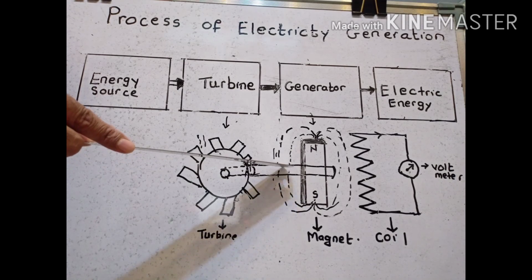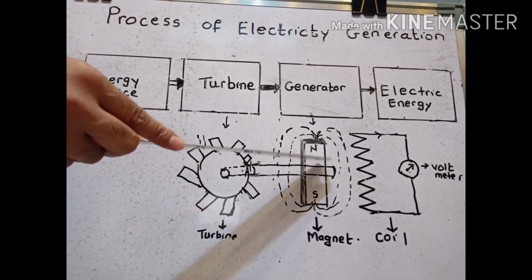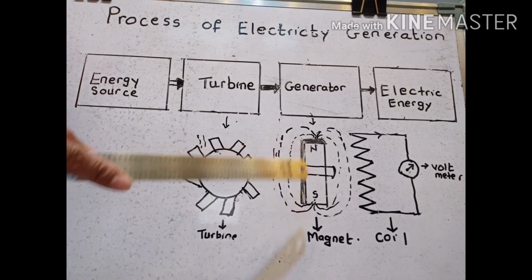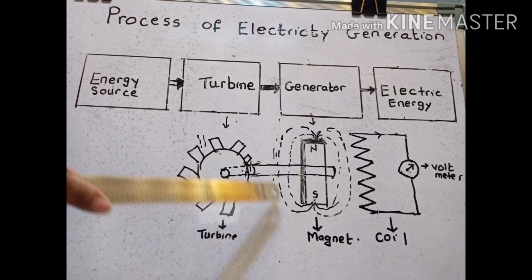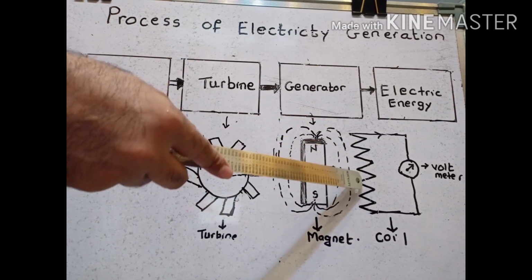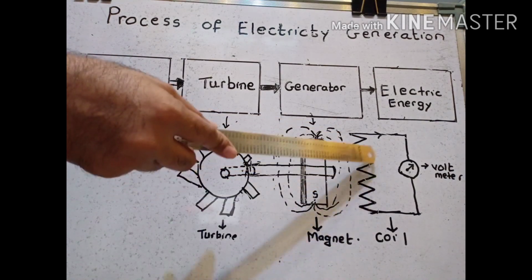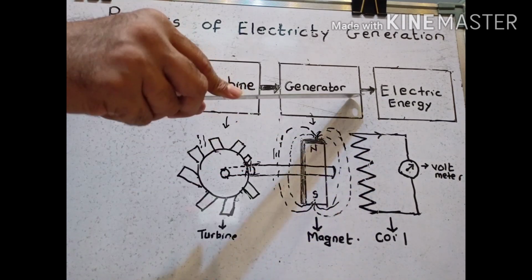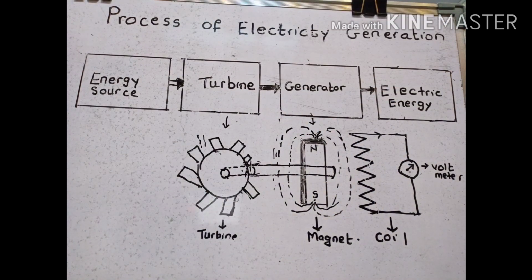When the shaft connected to the generator rotates, the magnet mounted on the shaft starts rotating, and because of the rotation of the magnet, a changing magnetic field is created in the region around this coil. The changing magnetic field induces or produces an electric current in this coil, and the electricity generated in this generator is then supplied to wherever it is required.